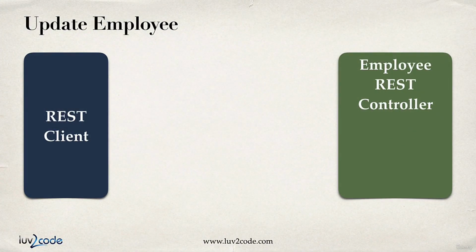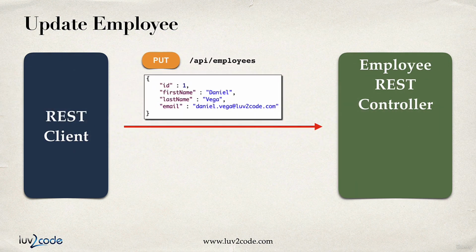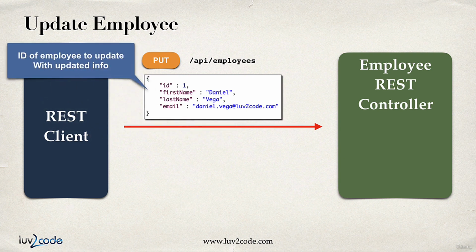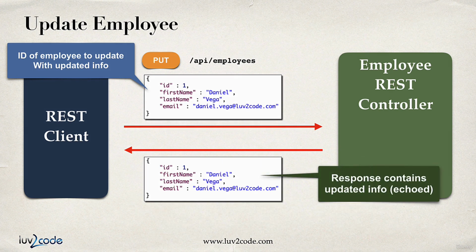Okay, to update an employee, we'll send over a PUT request for /api/employees. And in the body, we'll have JSON. And this will actually have the ID of the employee to update with the updated information for that employee. So then our controller will send back the actual response here. And this response is basically just the updated information. And we simply echo it back to the REST client.